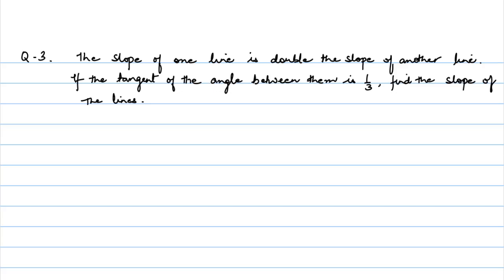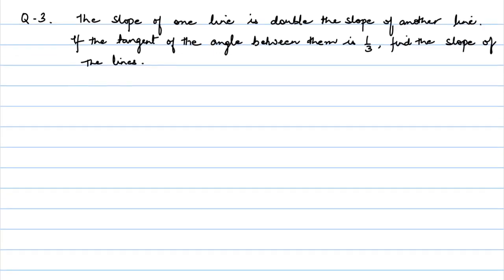Now we take the next question. Continuing forward, we are given that the slope of one line is double the slope of the other line. There are two lines. The slope of the first line is double the slope of the other line. And if the tangent of the angle between them is 1/3, find the slope of the lines.